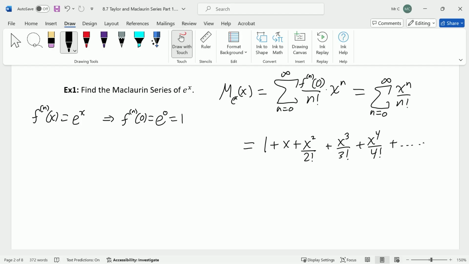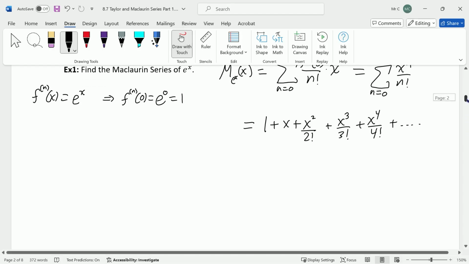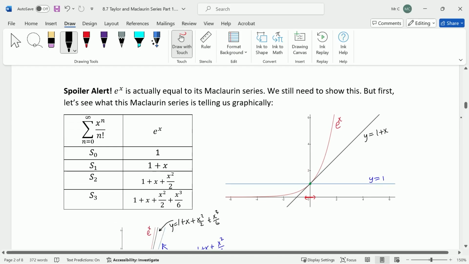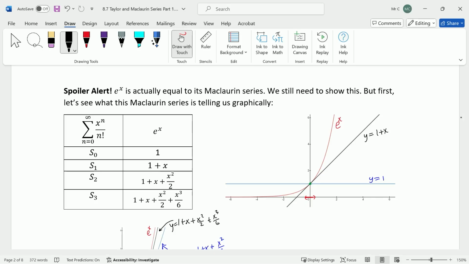Okay, so let's just take a look here at some pictures of this function. So first of all, spoiler alert, e to the x is equal to its Taylor series. We still need to show this, and that's going to require some more complicated tools. But let's see what this Maclaurin series is telling us graphically. So we've got the sum and e to the x.